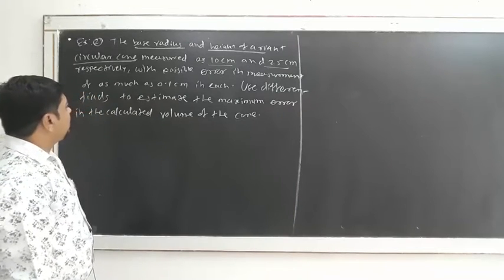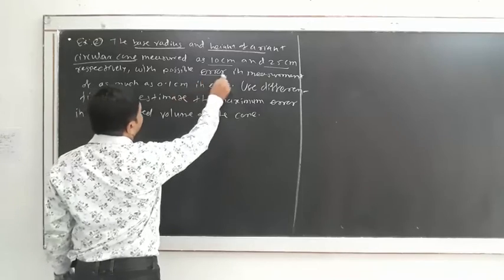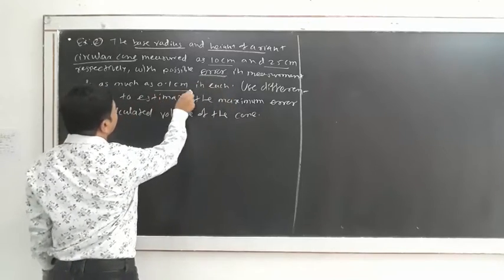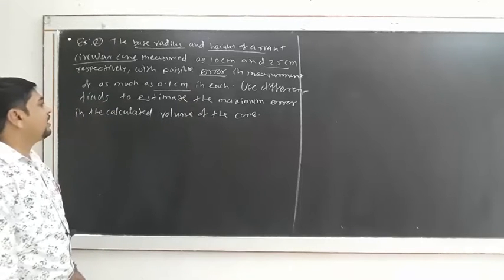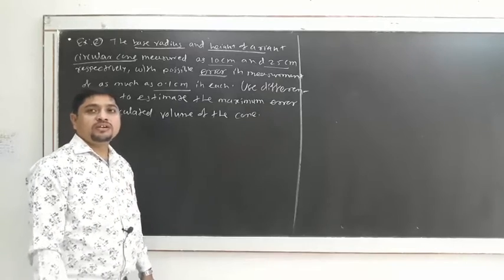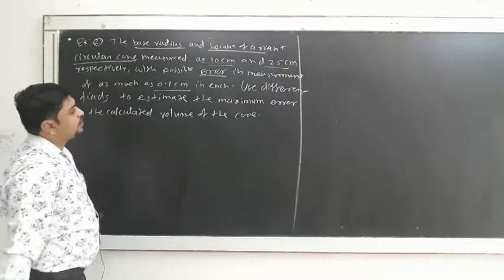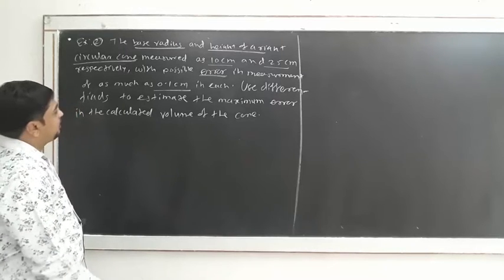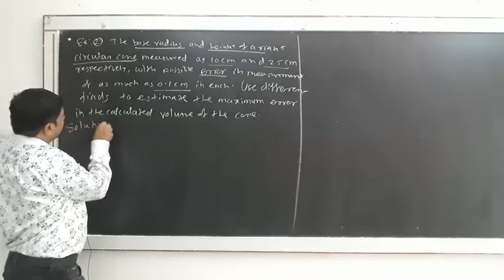Now there is a possible error in measurement of 0.1 centimeter, and we have to estimate the maximum error in the calculated volume of the cone. So how do we find this? Again we have to use the formula of a differential. Okay, so we write the solution.